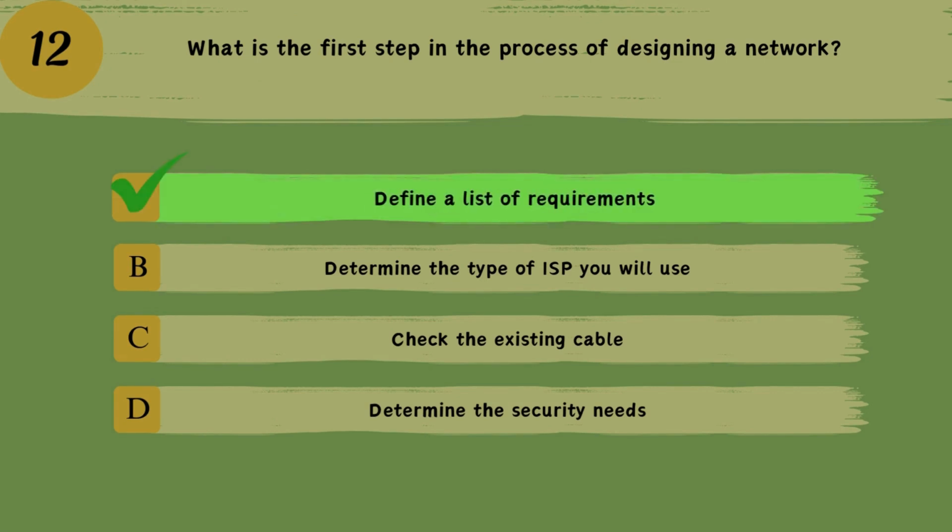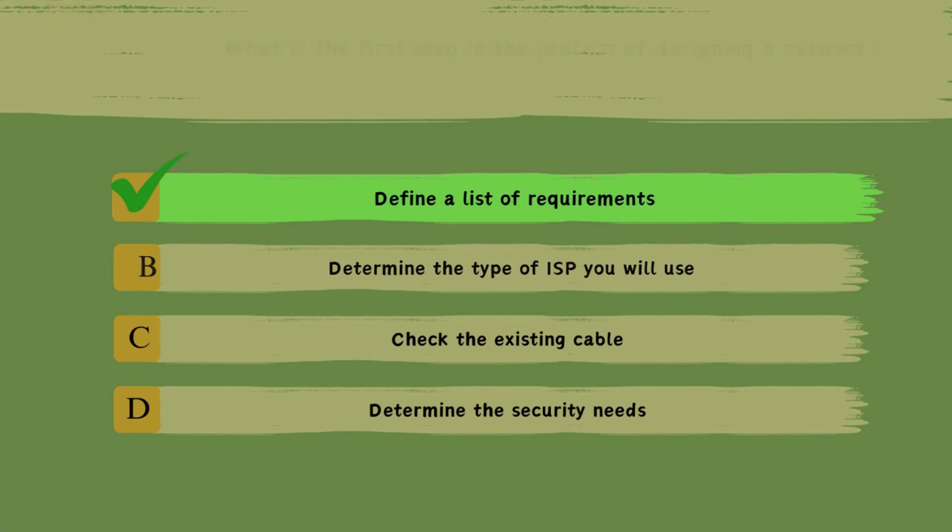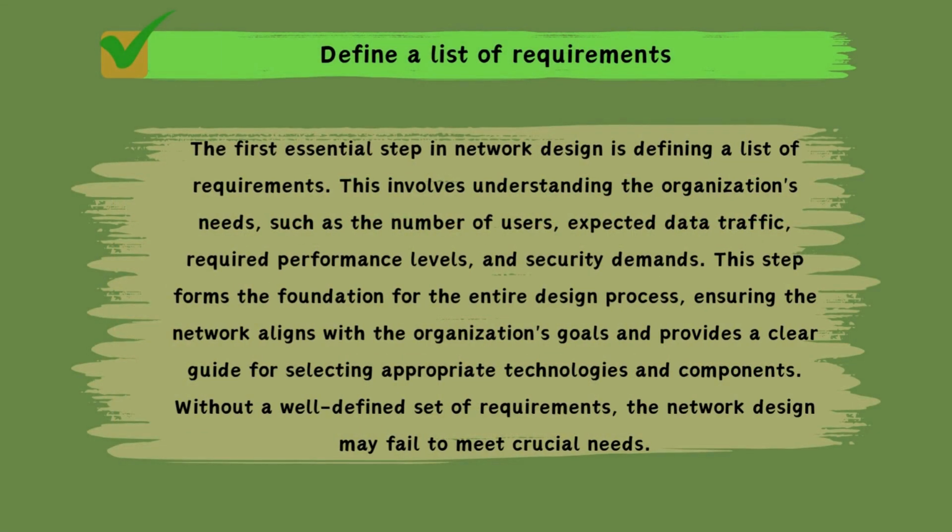Correct answer, A. Define a list of requirements. The first essential step in network design is defining a list of requirements. This involves understanding the organization's needs, such as the number of users, expected data traffic, required performance levels, and security demands. This step forms the foundation for the entire design process, ensuring the network aligns with the organization's goals and provides a clear guide for selecting appropriate technologies and components. Without a well-defined set of requirements, the network design may fail to meet crucial needs.